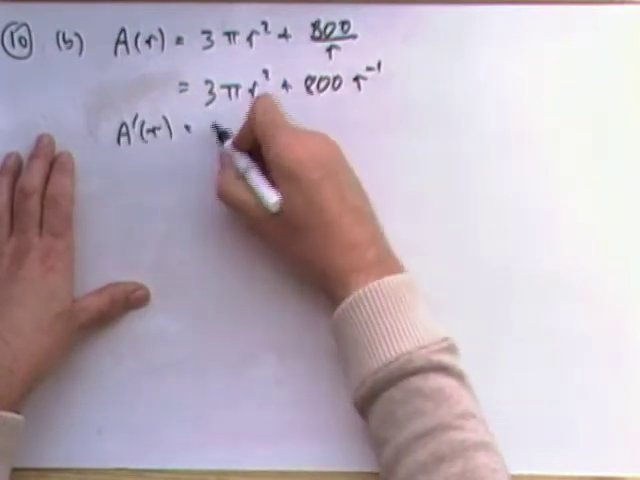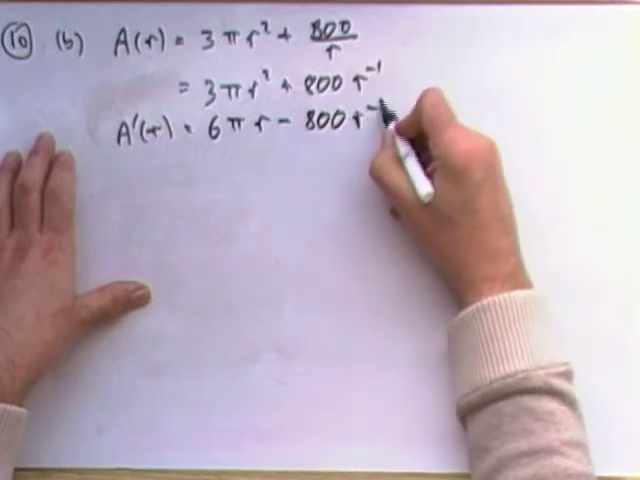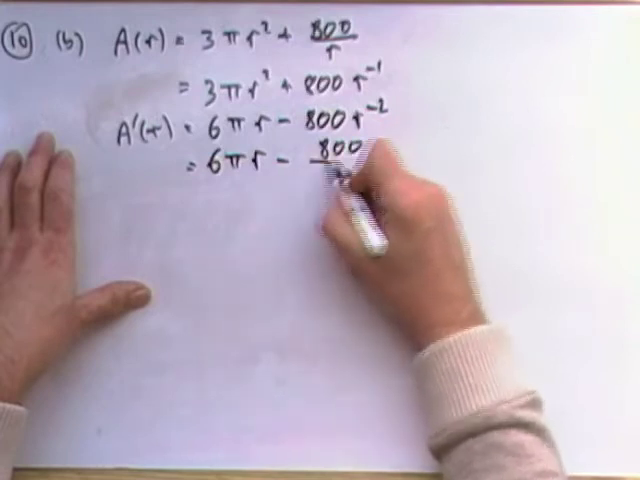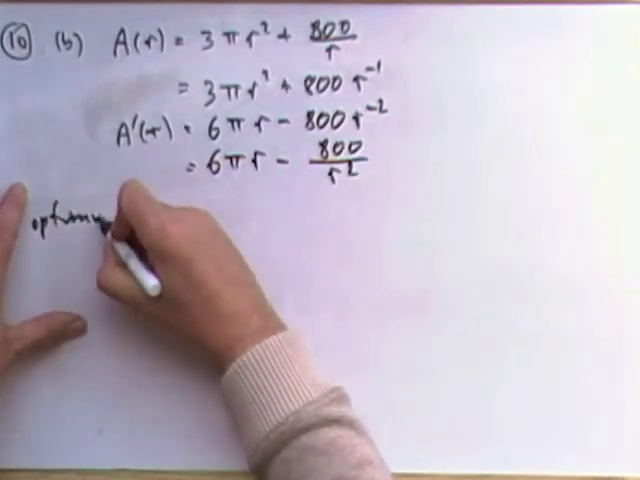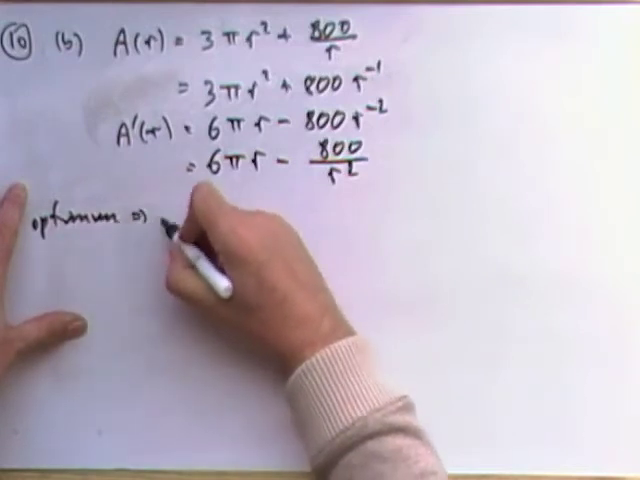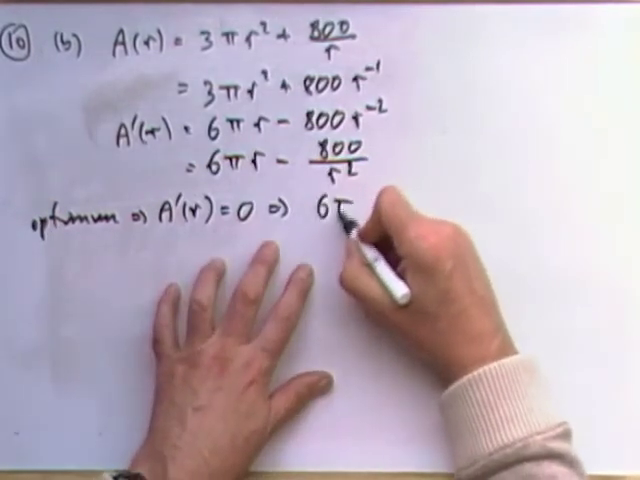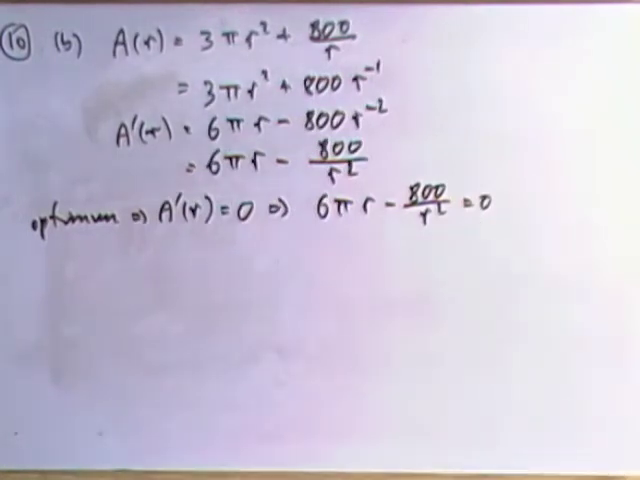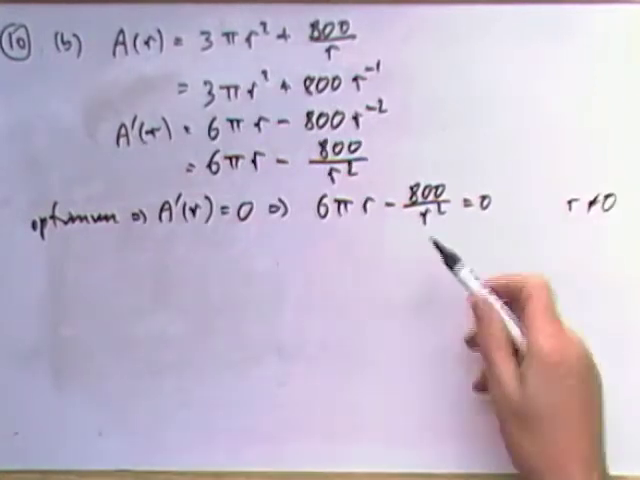A dash star is going to be 6 pi r minus 800 r to the -2. What does that mean? 6 pi r minus 800 over r squared. So you'll have an optimum value to the function if that derivative is ever equal to 0. If 6 pi r minus 800 over r squared ever equals 0. Well, we're not going to consider the case r equal to 0. So r's not going to be 0.